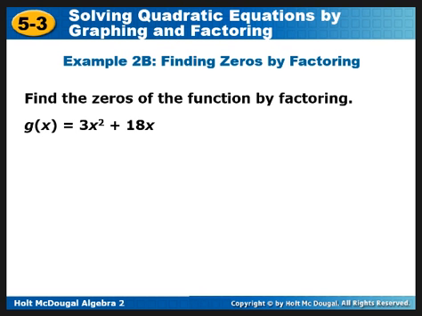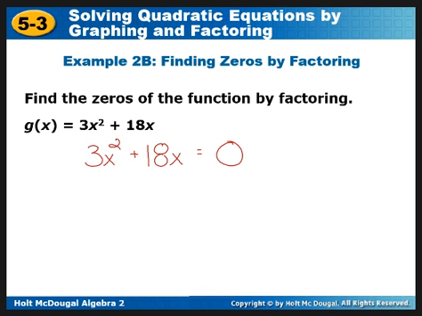Alright, here's another example. As opposed to the one before, which we would refer to as a trinomial, this is a binomial. You see there's only 2 terms. Same thought process. I'm going to take the function I'm given and set it equal to 0. I want to know what values of x are going to give me an output value of 0.